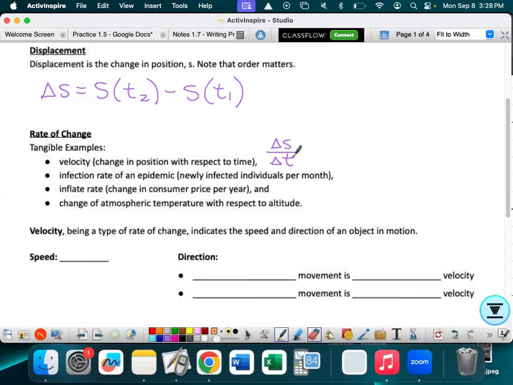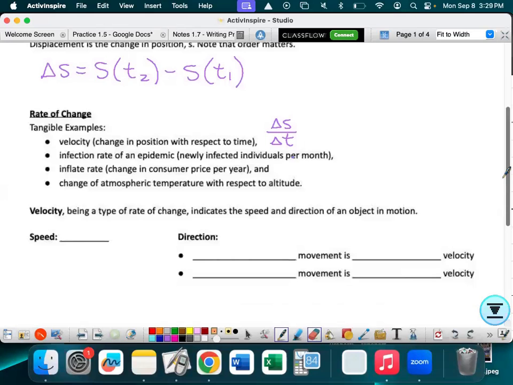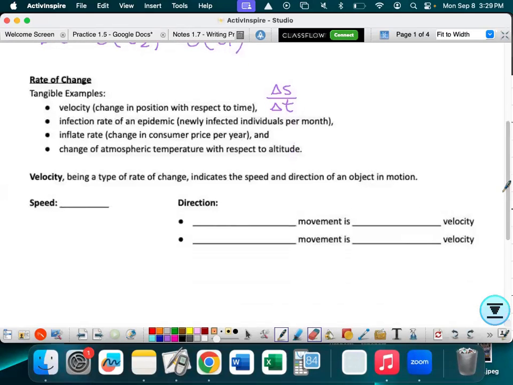So when we're talking about the change in something over the change in something else, we should be thinking slope. So rate of change, I want you to automatically start thinking slope. Now, since velocity is one of our most common examples of rates of change, I want to talk about that vocabulary a little bit here.